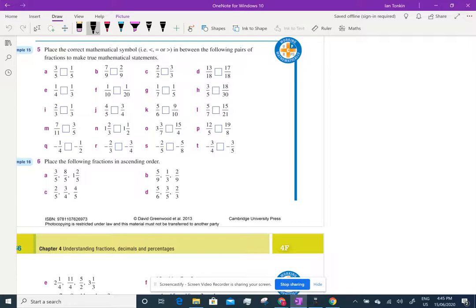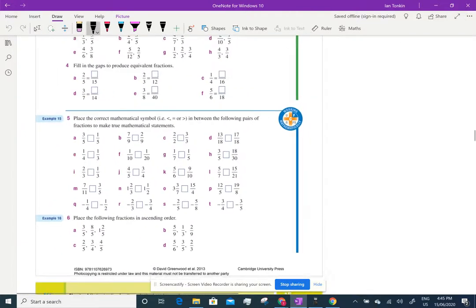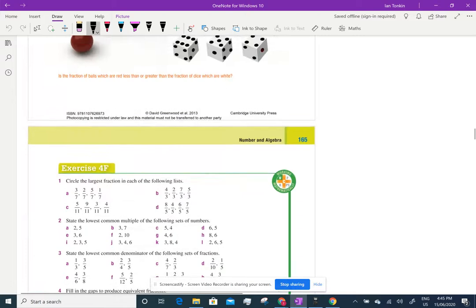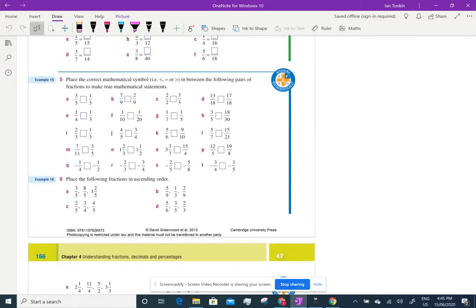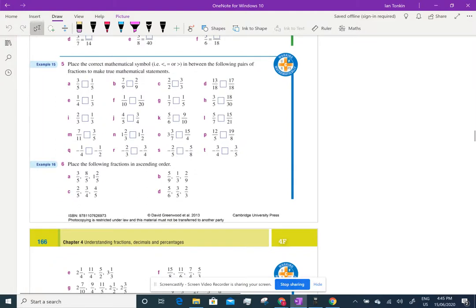Okay, Year 7, I'm just going to go over some of the questions in exercise 4F because some students indicated that they had a little bit of trouble with it. So I'm just going to do questions 5 and 6 because we're just trying to order fractions.